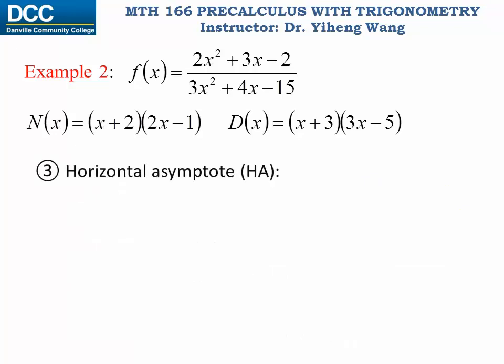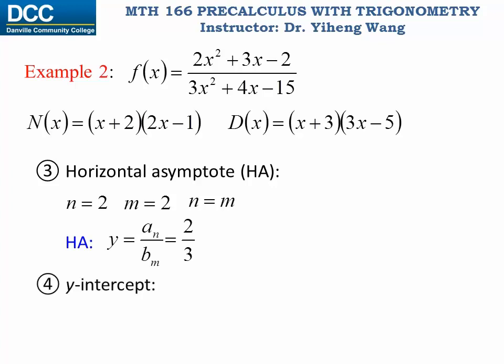For the horizontal asymptote, we need to compare the degrees of the numerator function and denominator function. In this case, the numerator function is quadratic with a degree of 2, the denominator function again with a degree of 2. So in this case, n equals m. Therefore, the horizontal asymptote of this function is the ratio between the two leading coefficients, in this case 2/3. And if we want to, the y-intercept can be easily determined by substituting x equals 0 and evaluating, and we get the y-intercept for this function.